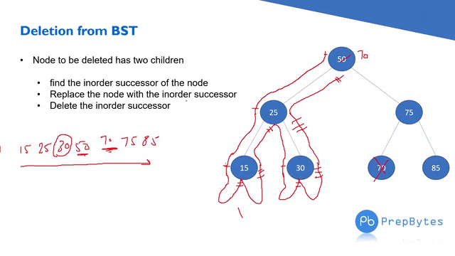So you know the steps now. What are the steps? Find the in-order successor or in-order predecessor. Then simply replace that with the node you want to delete. And then delete the in-order predecessor or successor. Okay, this is very simple. So now let me just revise the points that we have seen till now.